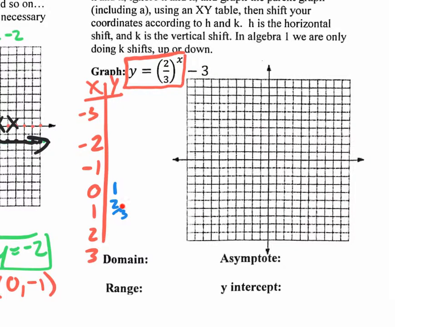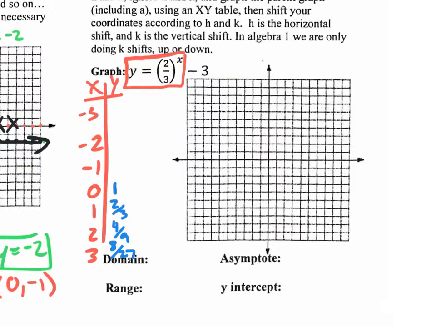To get to the next one, I have to multiply by 2/3 again. So 2/3 times 2/3 is what? 4/9. 4 over 9. And to get to the next one, you're going to go 4/9 times 2/3 again. What's 4/9 times 2/3? 8, not 8/27. Man, I'm losing my mind.